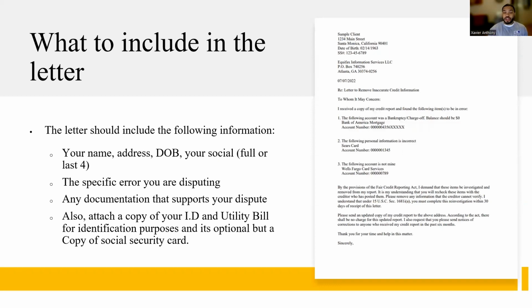If you're writing a letter to the consumer reporting agencies, the letter should include the following information. It should have your name, your address, your date of birth, your social, either your full or your last four, the specific error you're disputing, the account number for the account, and any documentation that supports your dispute. Also attach a copy of your ID, a utility bill for identification purposes, and this is optional, but attach a copy of your social security card. I attach everything, so there's no problem with identifying who I am and what I'm trying to do.